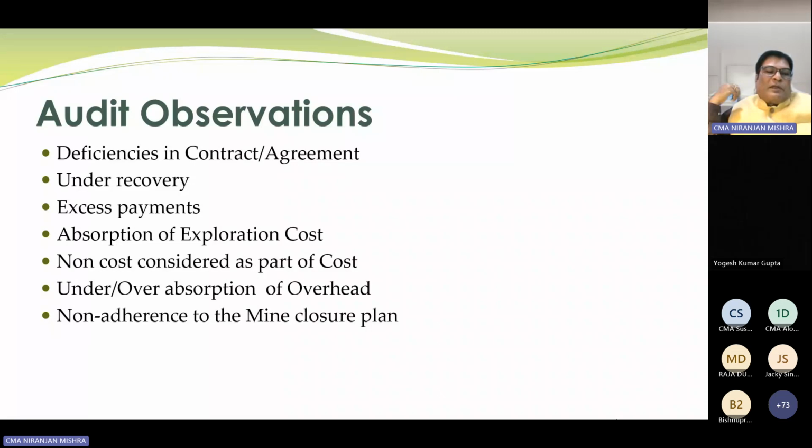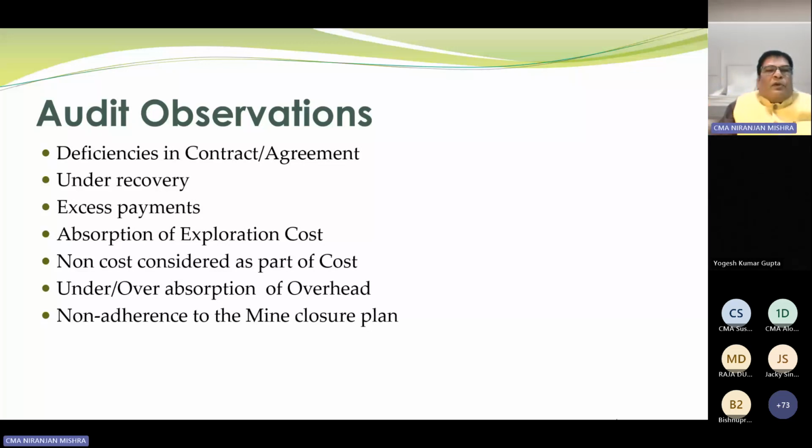In that case, we have to see what facility is extended to the contractor or operator beyond the agreement, and what is the value of that facility that we have to recover from each raising cost.